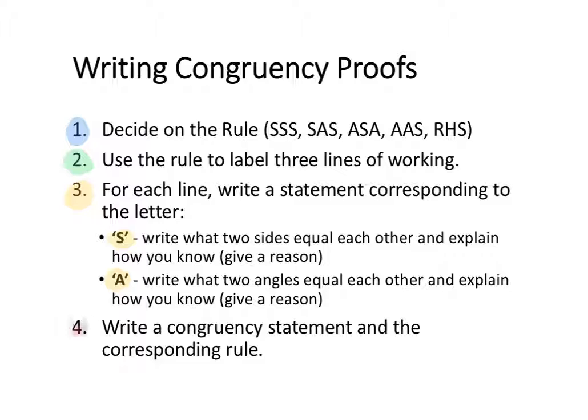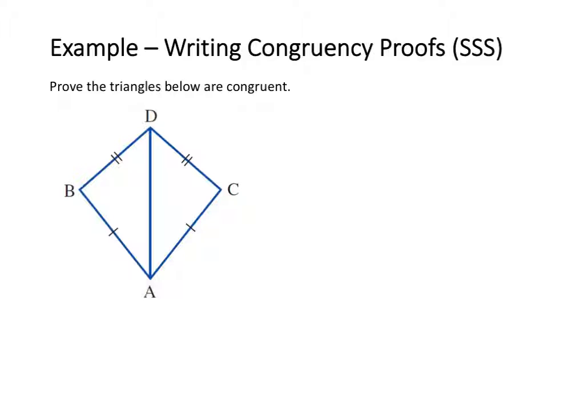And then the last step, once you've done your 3 lines of working out, is to write a congruency statement and the corresponding rule. If you follow those 4 steps, you'll be able to write a proof to prove that 2 triangles are congruent. So in this example, we want to prove that the 2 triangles are congruent.